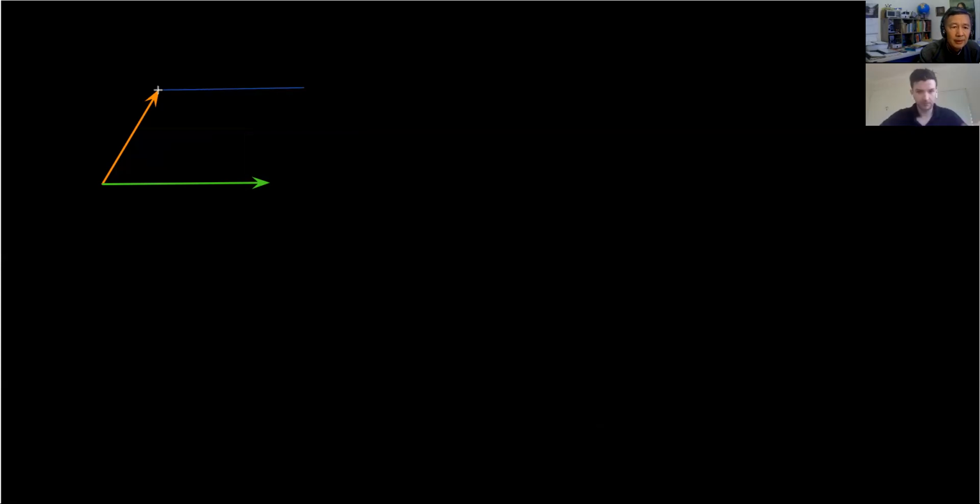Okay, that's the parallelogram. The sum will be the diagonal. That is the basic. Okay, that's better. That is the sum.